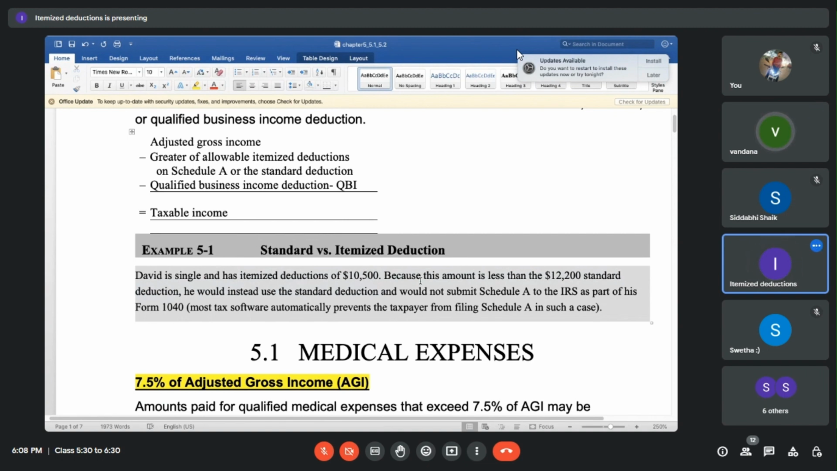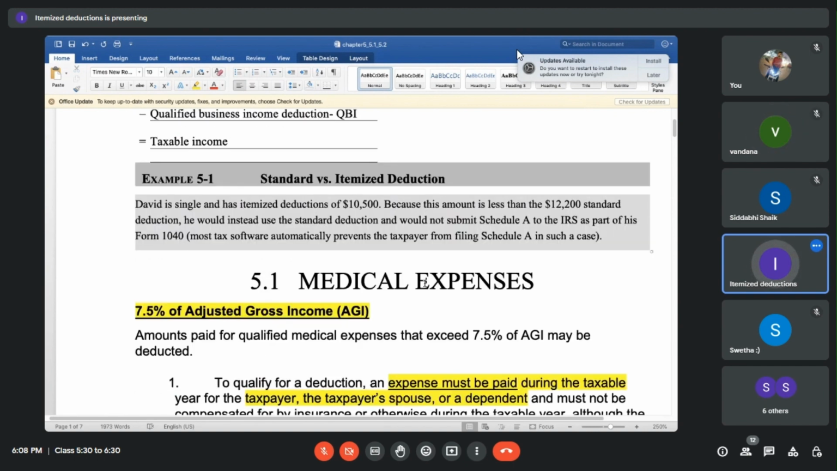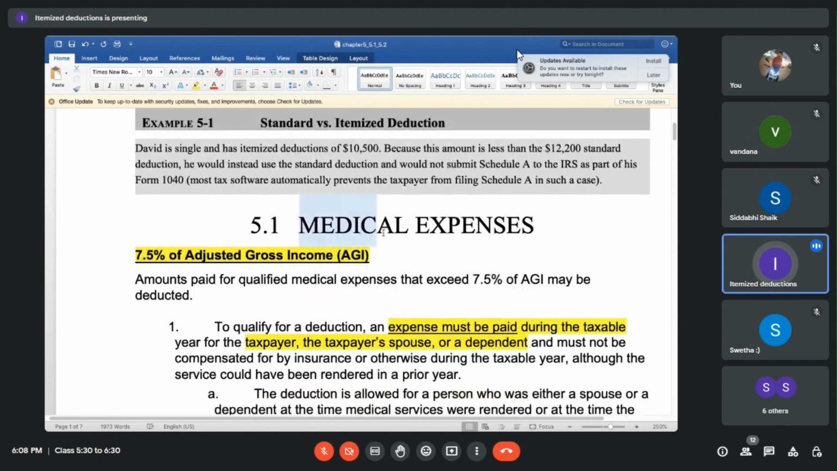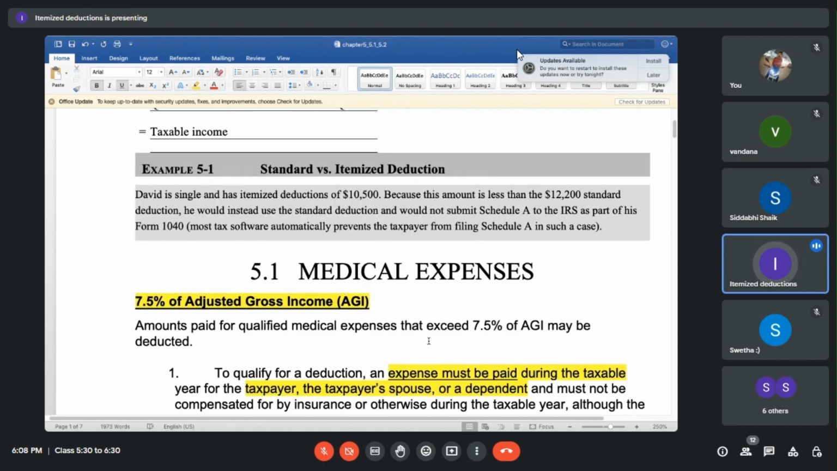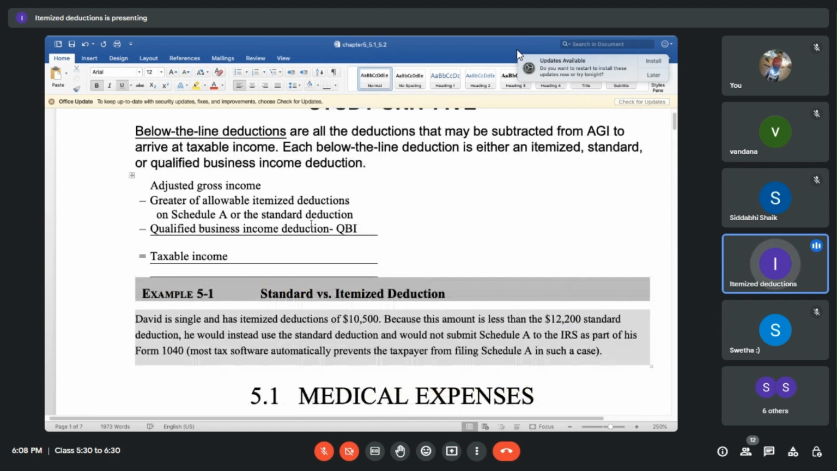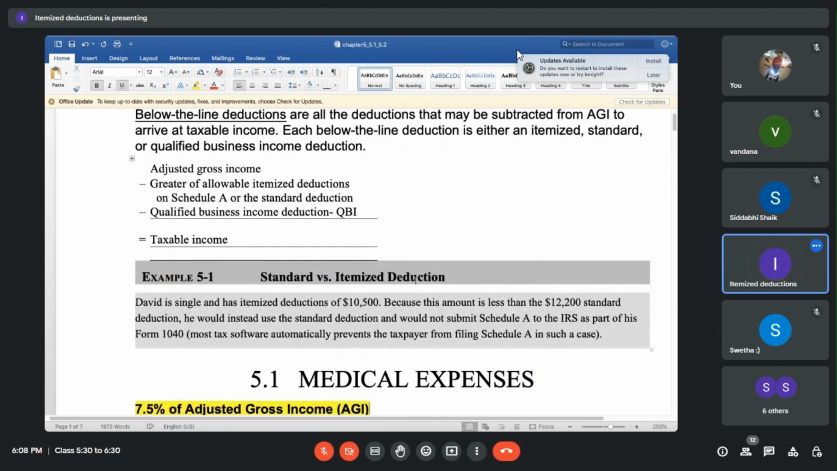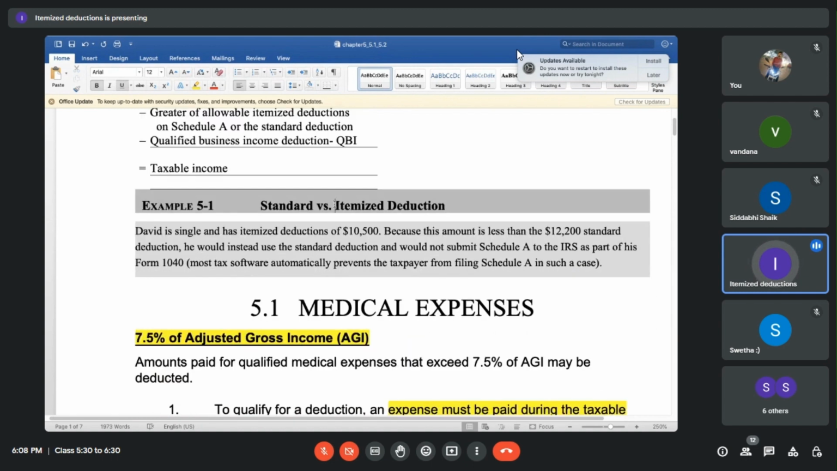Okay, so let's look into the first category of Schedule A, called medical expenses. We'll go through all these items pretty quickly, because I wanted to spend more time on telling what those deductions are, what Schedule A consists of, and the whole concept behind it. Obviously, in itemized deduction, as the name says, there are different items in Schedule A. The first item is medical expenses.